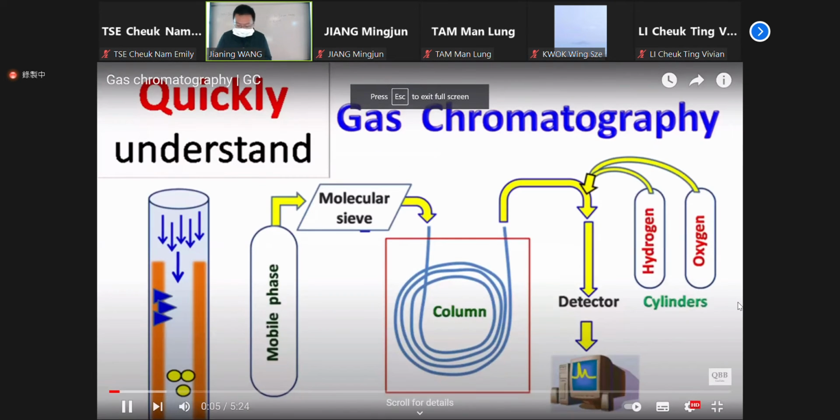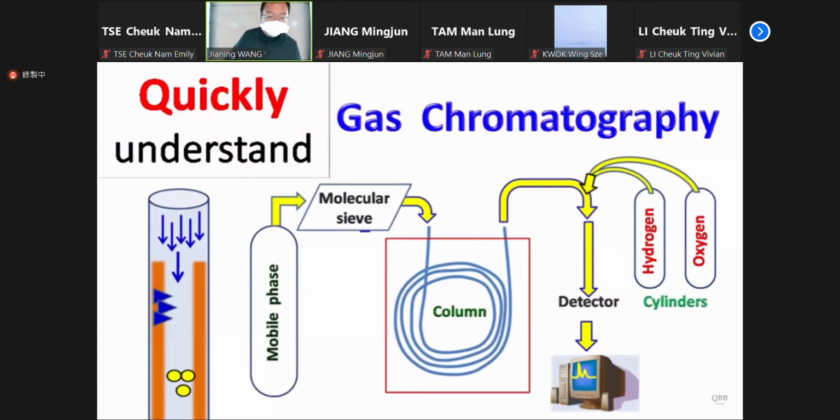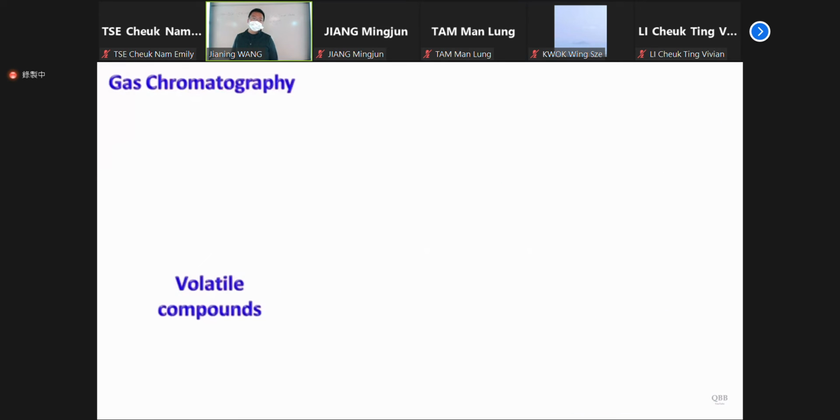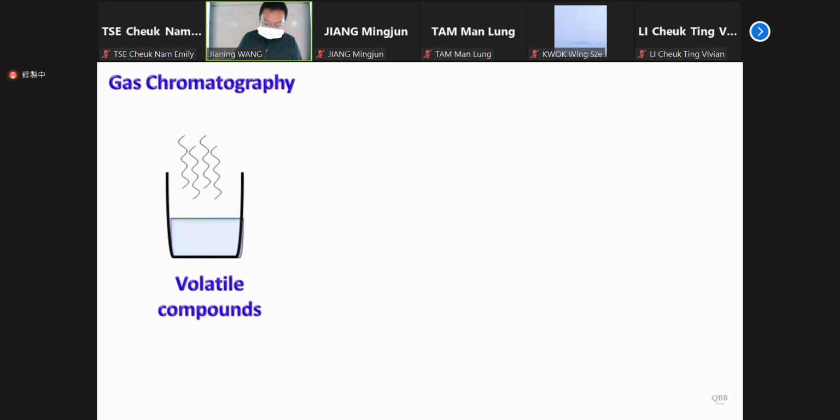Here, one quick biochemistry basics. Let's talk about gas chromatography. Gas chromatography is a chromatography technique used for the separation of volatile compounds. Volatile compounds are the compounds that get easily vaporized at room temperature.